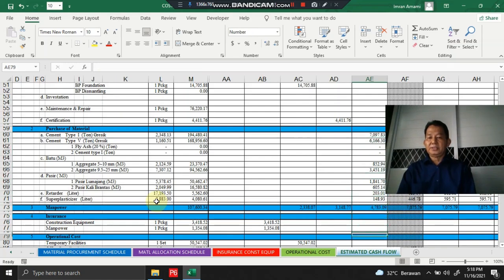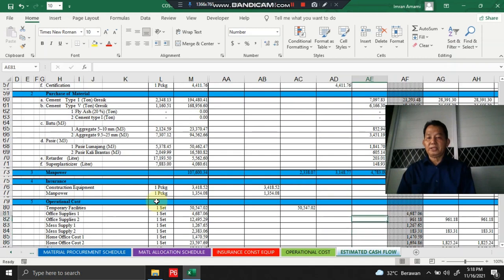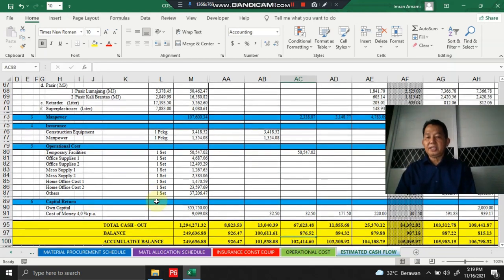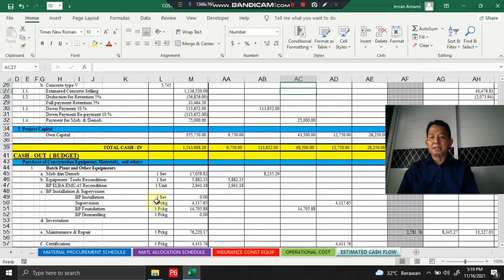And this is the construction equipment as well. We allocate 4 months before the first month of concrete supply, and then this is the temporary facility. We should allocate 3 months earlier. This is any capital return. This is cost of money. We calculate the project capital or company capital, and we return it back as a cost of money.